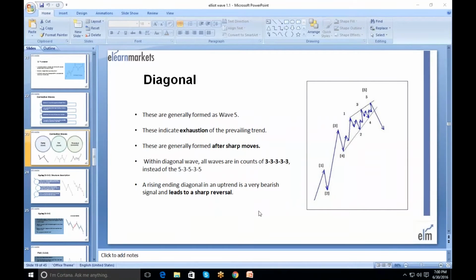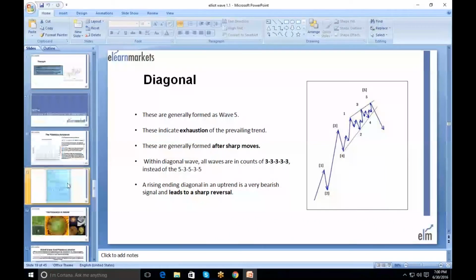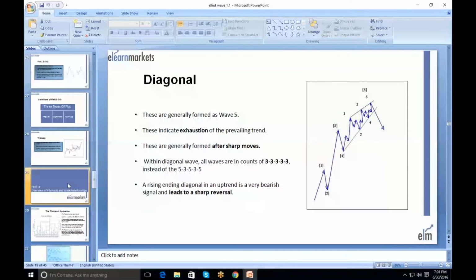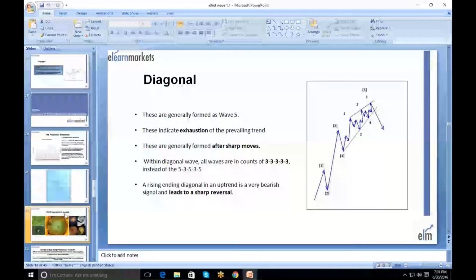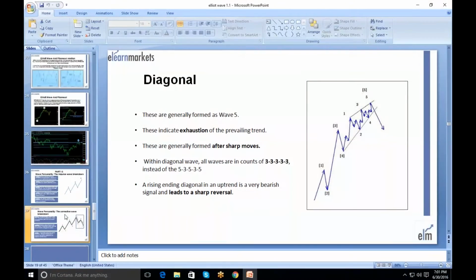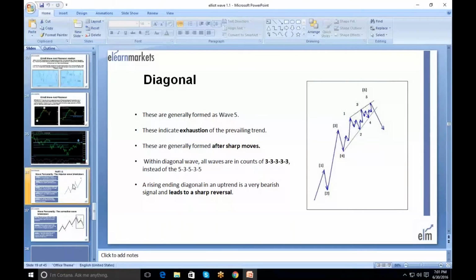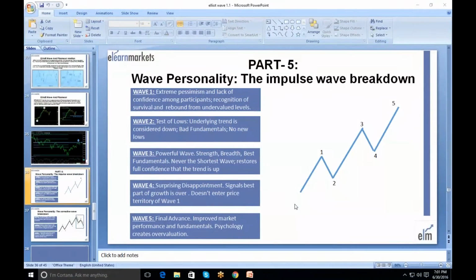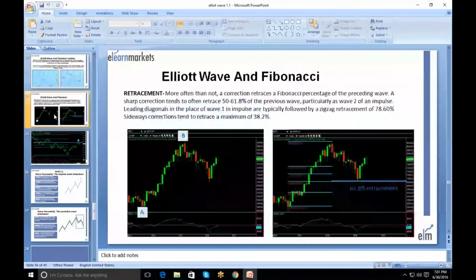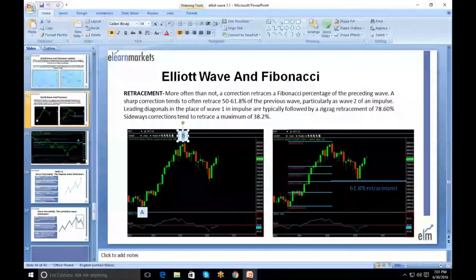Okay, wave 5. You want to know the personality of wave 5, Mr. Surya? So wave 5 is always accompanied with a lot of positivity in the market. So let's take a look at this chart of Nifty which we have, right? There, let's go full screen.